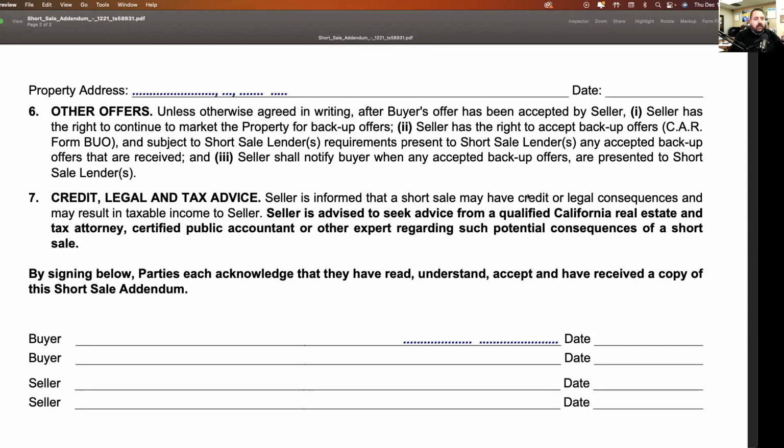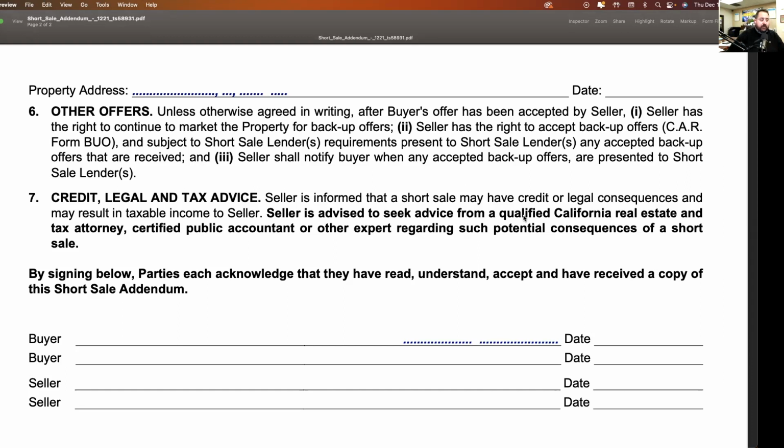The buyer's offer has been accepted, but the seller has the right to still market the property for backup offers, to accept backup offers, and subject to short sale lender's requirements, present to the short sale lender any accepted backup offers. And the seller has to tell the buyer, by the way, we got a backup offer. You have to do it. You can't deny it. Just like in a regular sale.